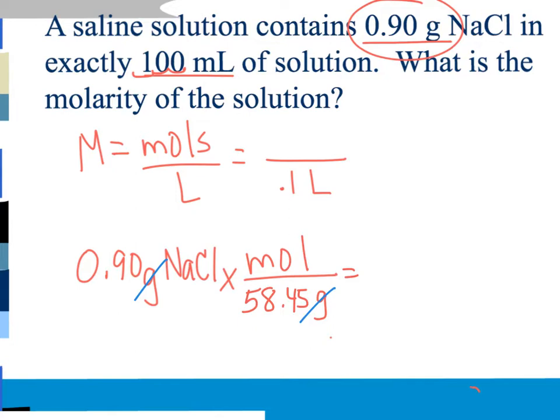That will give us our answer in moles. So put that into your calculator: 0.9 divided by 58.45, and I get approximately 0.015 moles. I'm going to put that on top in this molarity equation: 0.015 moles. Now we're going to divide both of these numbers: 0.015 divided by 0.1. And then you should get 0.15.